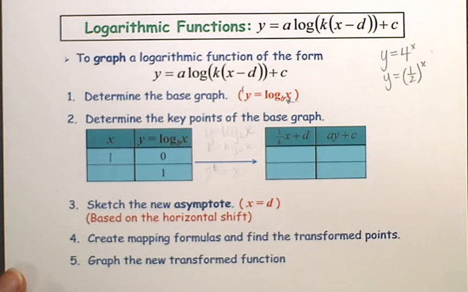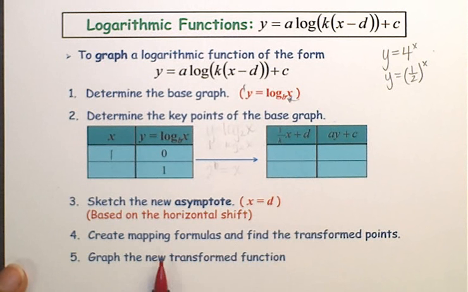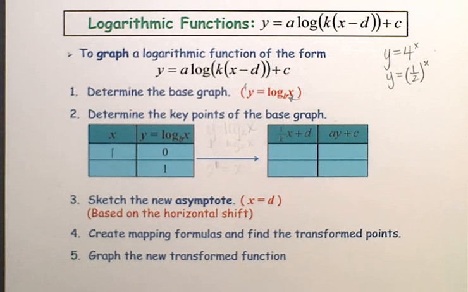The only other thing you need to remember is where the new asymptote is. Normally your asymptote for the logarithmic function is a vertical asymptote at x equal to 0. As soon as you shift the graph d units either to the left or to the right, the vertical asymptote will also change as well. So depending on what your horizontal shift is, you'll be able to determine what the vertical asymptote is. Okay, from there you want to create your mapping formulas and then find the transformed points, and then you're going to graph the new transformed function with one end of the function approaching the asymptote and the other end of the function extending towards either positive or negative infinity, depending on what the transformations are that are applied to the function.